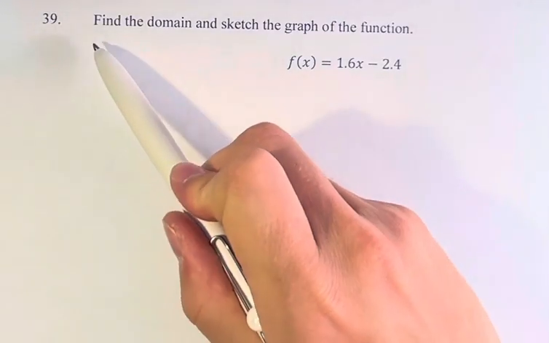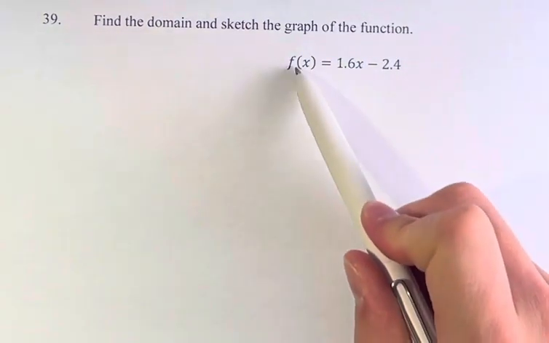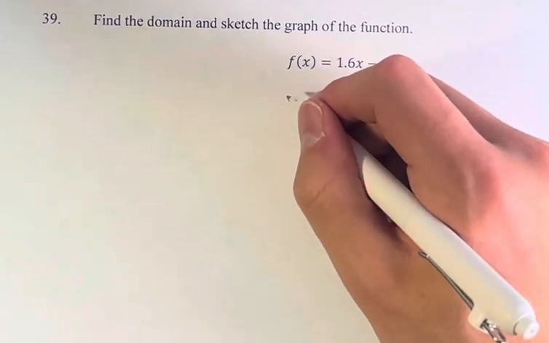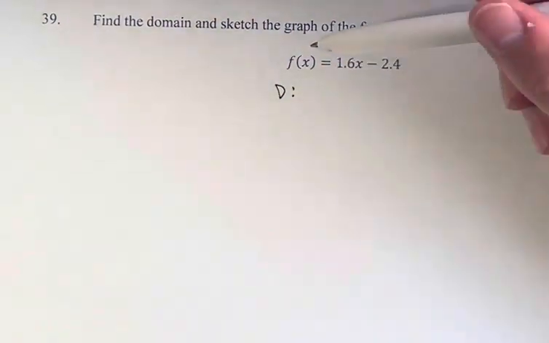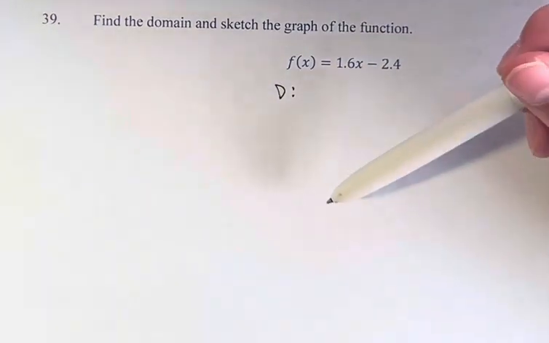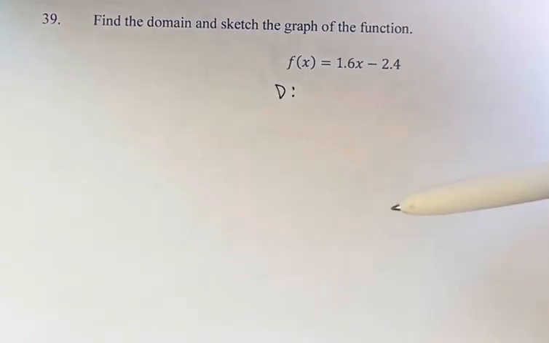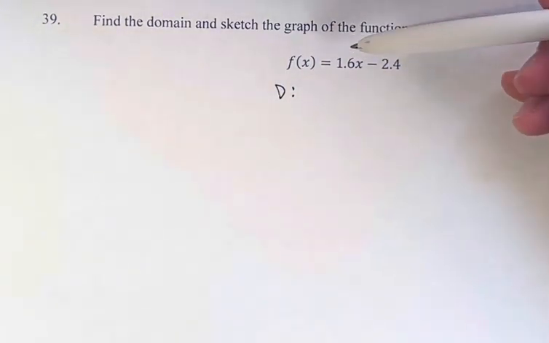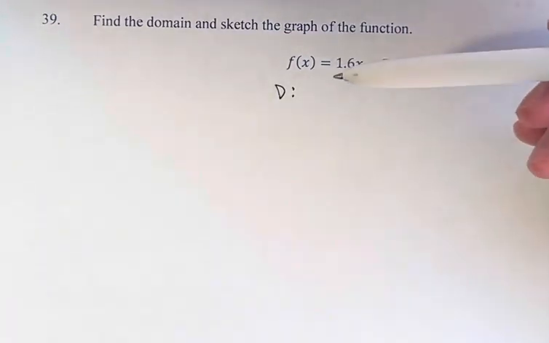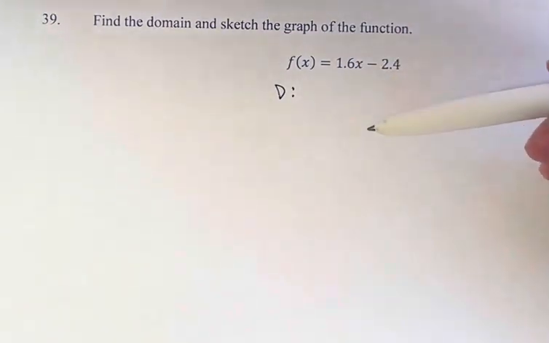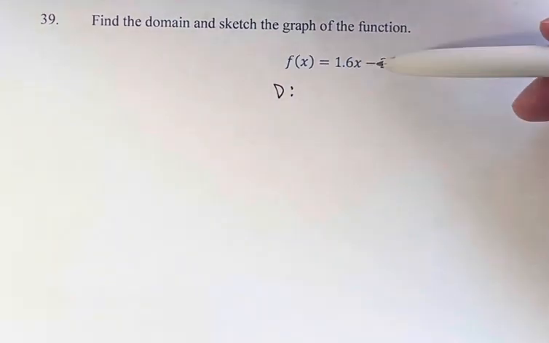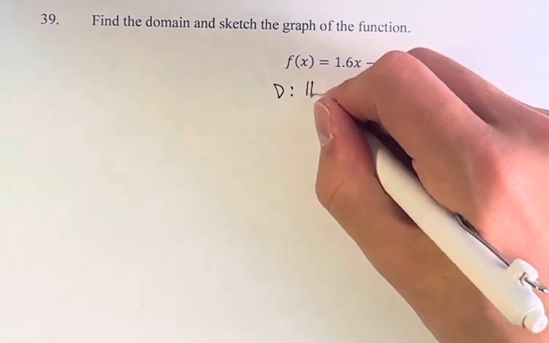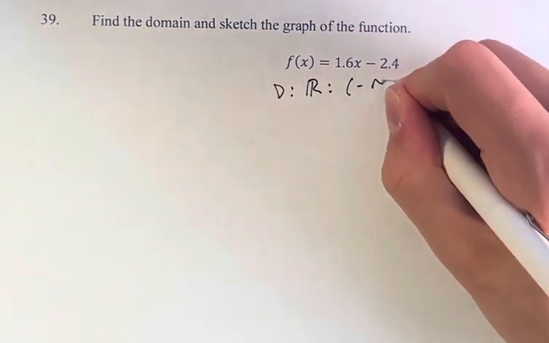In this problem, we're asked to find the domain and sketch the graph of the function f of x is equal to 1.6x minus 2.4. So first, let's get the domain. The domain of a standard function is all real numbers, and then we look at our function in particular and say, okay, which values from all the real numbers can we not have? That can be found by sometimes taking the square root of a negative number, dividing by 0, but here, no matter what number we put in, we're going to have a valid answer. Therefore, our domain is all real numbers, or negative infinity to positive infinity.